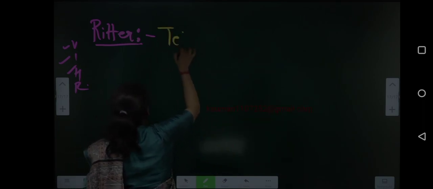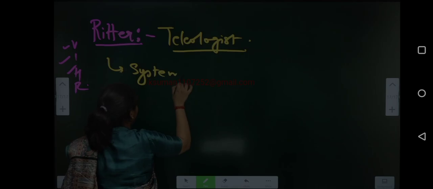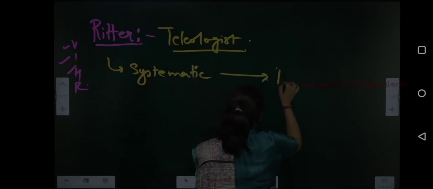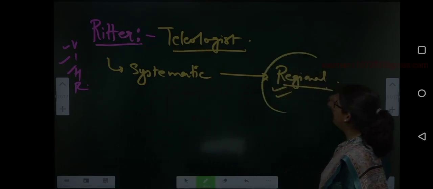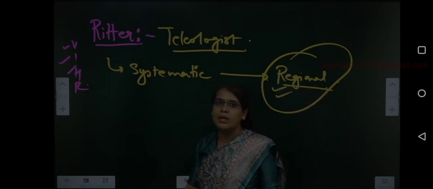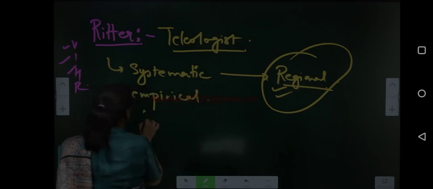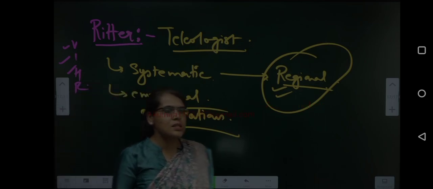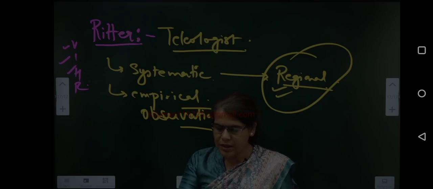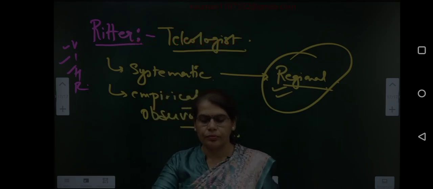Write down, Ritter was a teleologist. But his approach is more inclined towards regional geography, okay, away from the systematic approach. But he is also focused on empirical observations. So write down, Ritter's approach is more regional in nature.